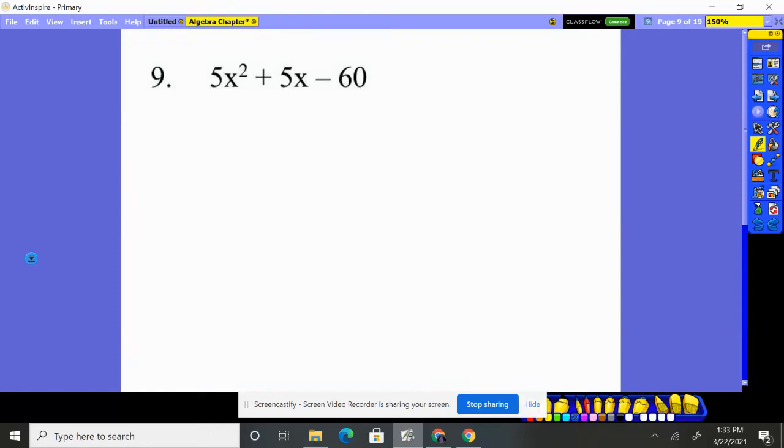Number 9, as soon as I see it, I'm like, hey, something must factor out here. All three pieces must have something in common, and they do. They have a 5. So a 5 is the greatest common factor that can factor out. So it leaves us with an x squared plus 1x.